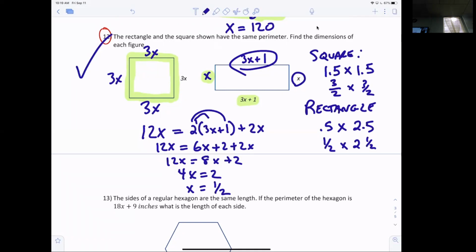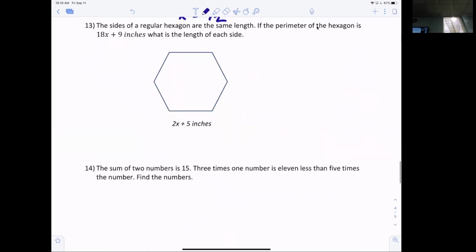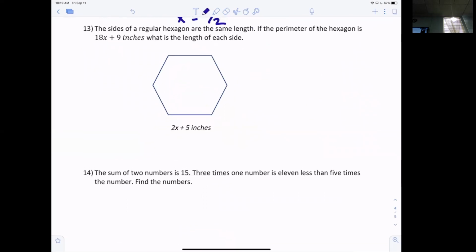All right, now, here's the time. I give you 1 minute. All right, here we go. Number 13, 1 minute. I want you to try to set up the equation. Let's go. Chop, chop. Come on, try to write something down.